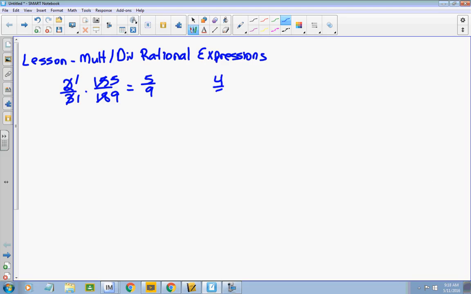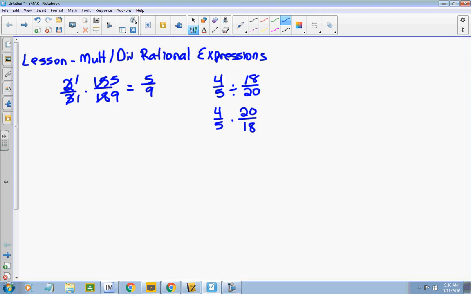Dividing fractions. You have 4/5 divided by 18/20. Can you remember what special thing you have to do when you divide fractions? You have to flip the second one and change it to multiplication. So really what I've got here is 4/5 times 20/18. And so again, I look for common factors.